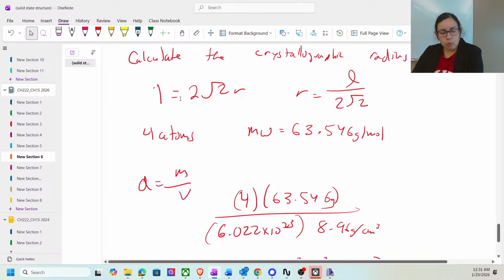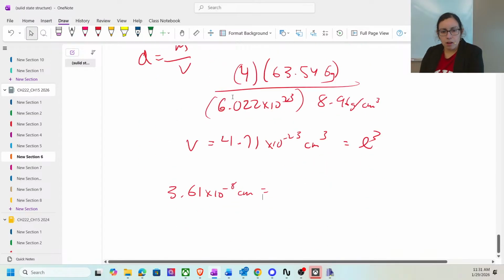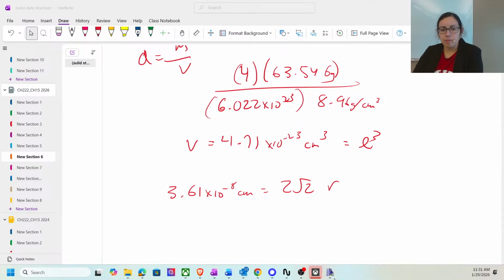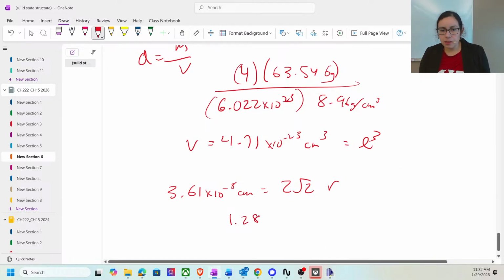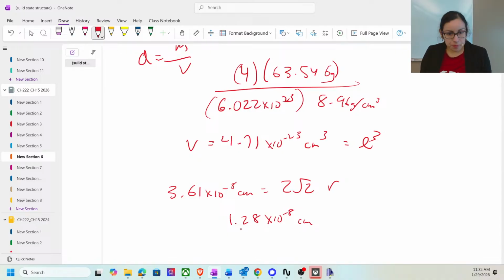And then we said our length was equal to 2 times the square root of 2 r. So just divide by this to solve for r, and make sure to put this in correctly with the parentheses and all that. And so I get what the chat got. And we are in centimeters still, or at least I am. So about 1.28 times 10 to the negative 8 centimeters.